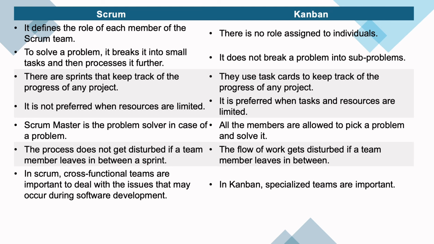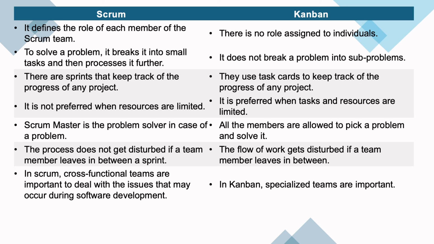In Scrum, if a team member leaves in the middle of a sprint, the work is not affected, because roles are assigned to each and every one. So any other member can take the place of the member who has left. But in Kanban, if a team member leaves in between, then the flow of work gets disturbed, because he was doing something and now some other person has to take over from that, since predefined roles are not there. There are no sprints, and the problems are not broken down into sub-problems. So the leaving of a person will hamper the project, because the flow is disturbed. Okay.